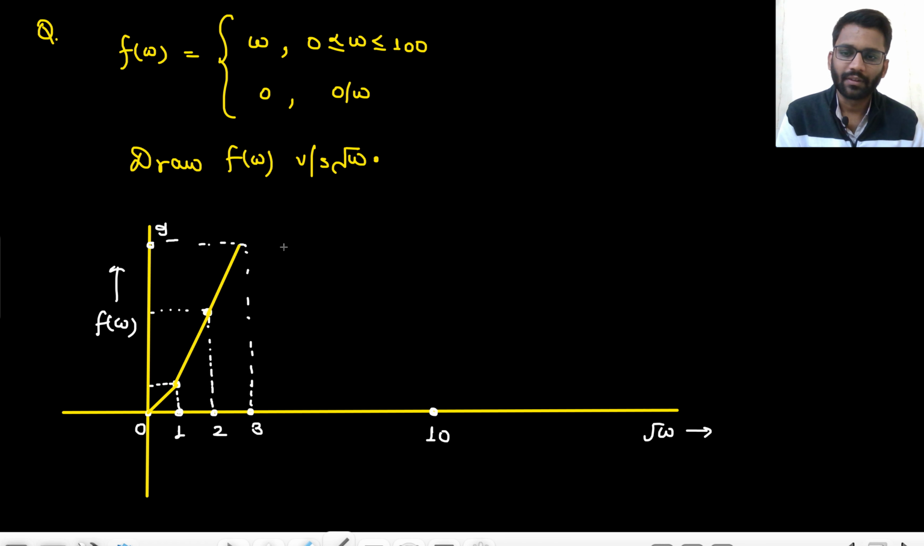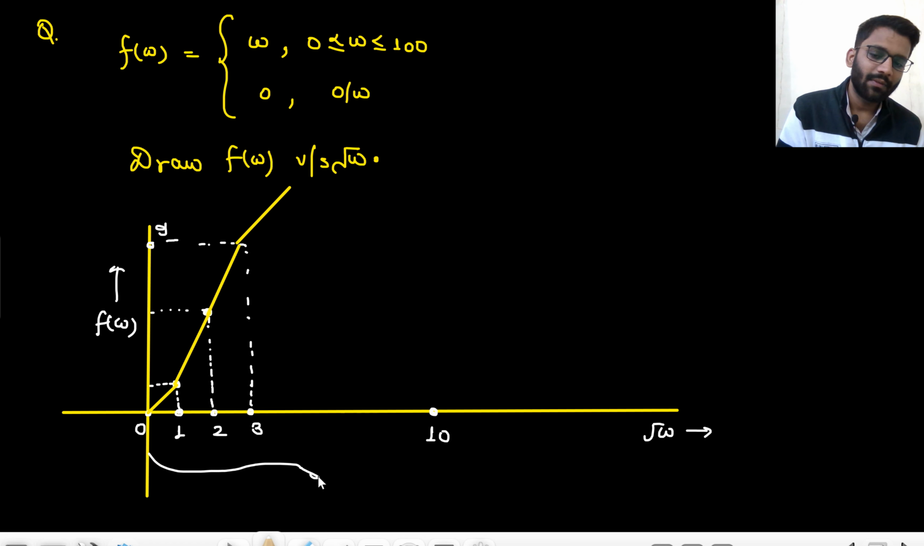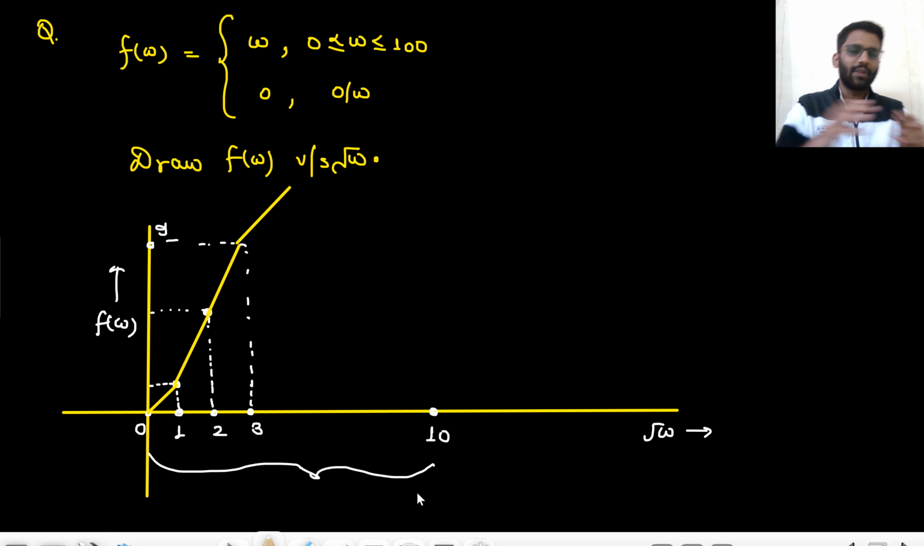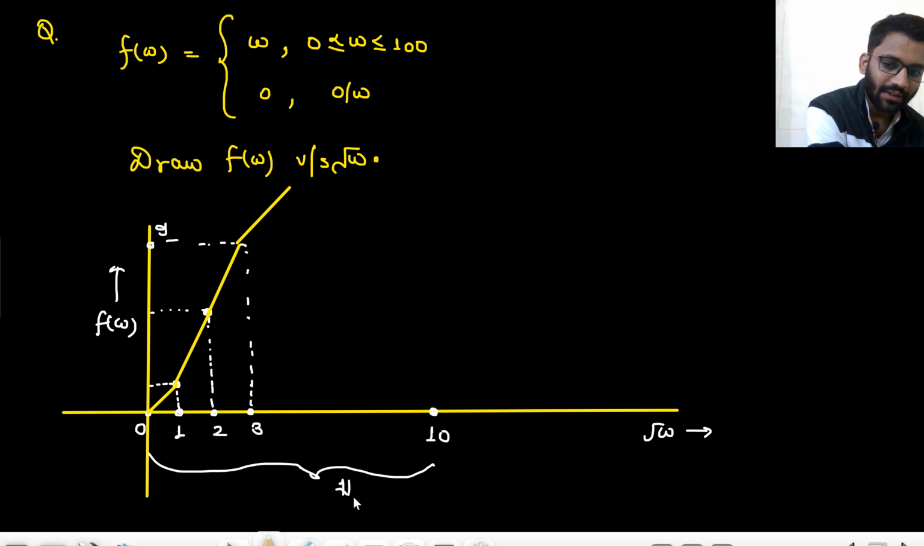And like this, the graph will go on, right? The slope will keep on increasing like this with the graph. So in 10 points only, we have shown all the values of omega. When root of omega is equal to 10, omega is equal to 100. So only in 10 points, we have shown all the values of omega. So from 0 to 10, this has covered all the values of omega.